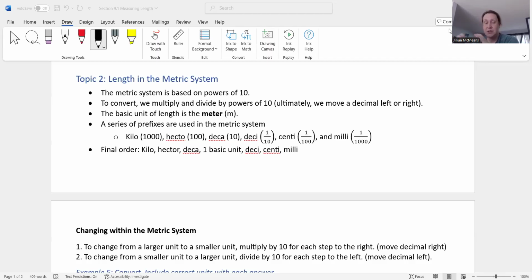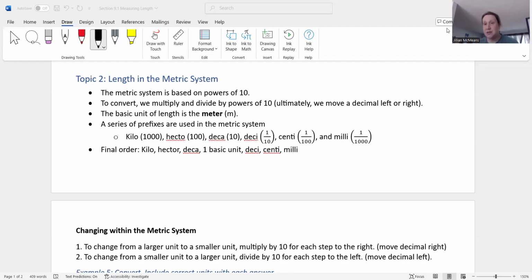And then we have a series of prefixes that go along with those basic units that tell us how much of a basic unit we're dealing with. So that's the cool thing about the metric system. You learn it once and then you can apply it three different times, which is really handy.